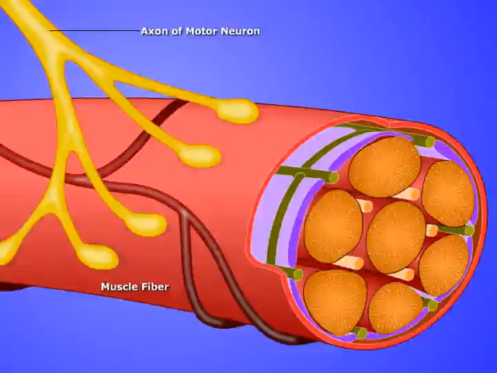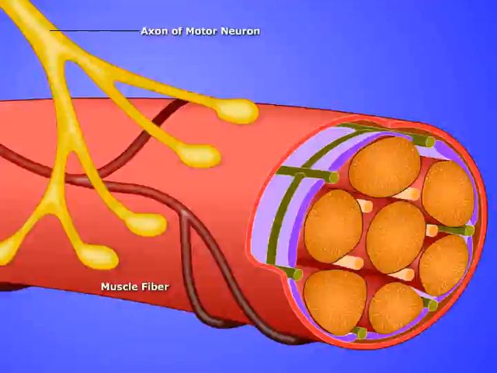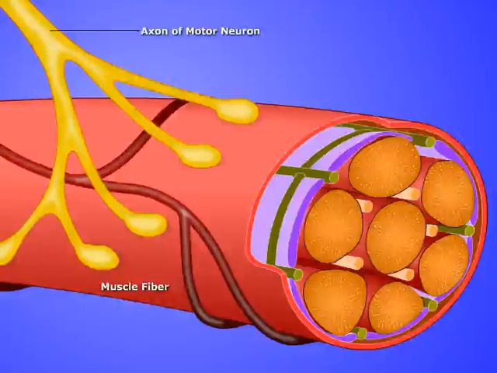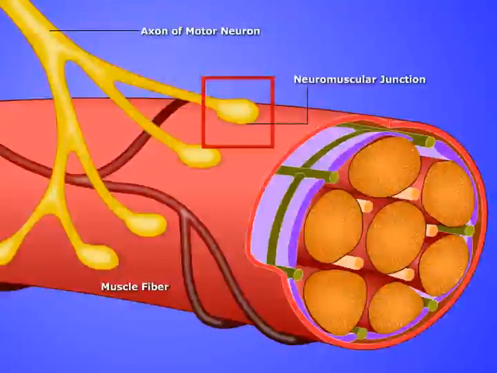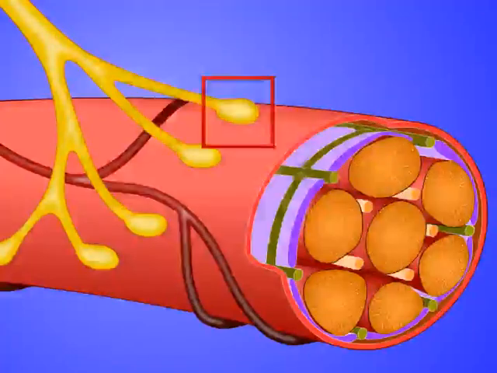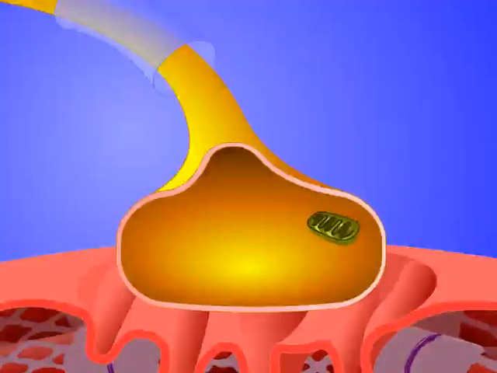Here, you can see a snapshot of the neuromuscular junction, which shows the axons of a motor neuron and the muscle fiber. The neuromuscular junction serves as the synapse between a motor neuron and the muscle fiber it activates. Now, let us take a closer look at the neuromuscular junction.